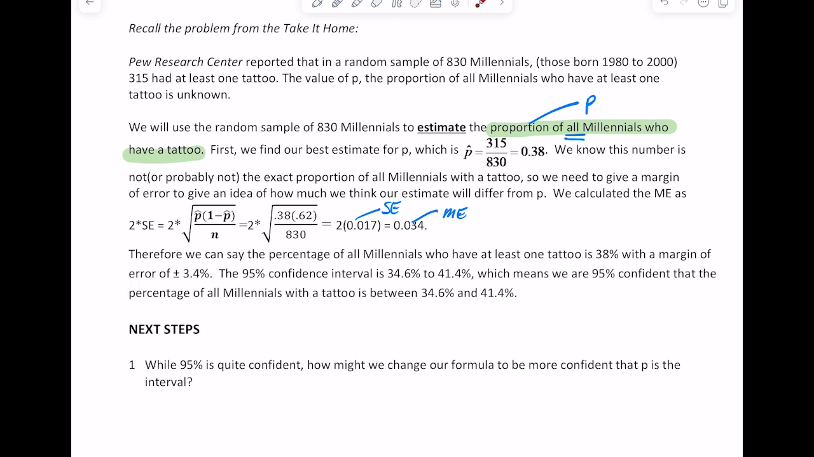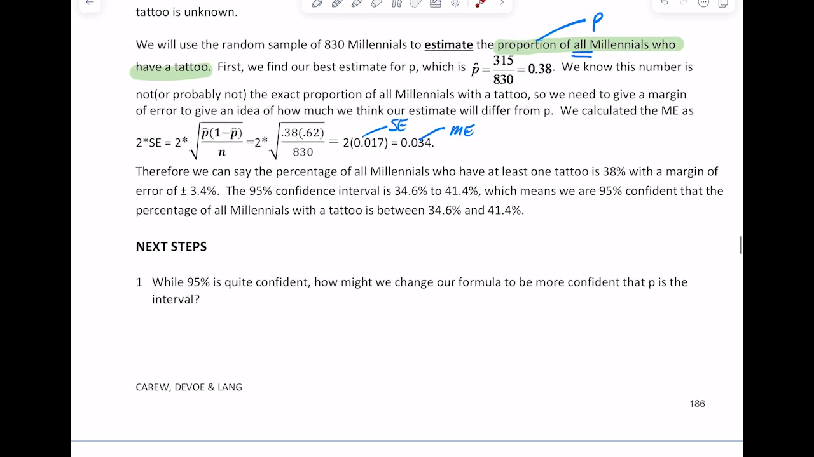And we're going to take p hat, 38% or 0.38, plus or minus 0.034. So basically that tells me that 38% minus 3.4% to 38% plus 3.4% would give me an interval. And I'm 95% confident that the percentage of all millennials, P, the population proportion, with a tattoo is between 34.6% and 41.4%.